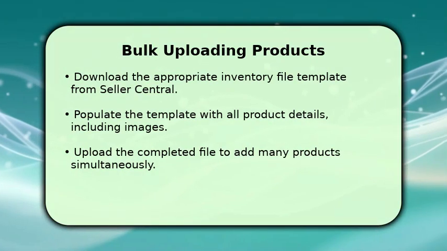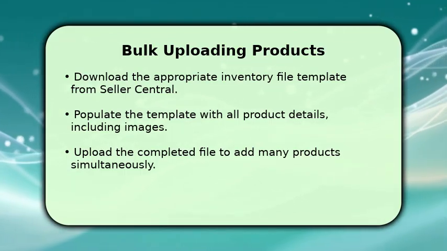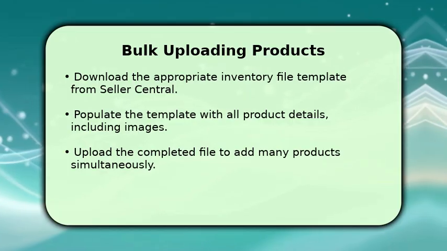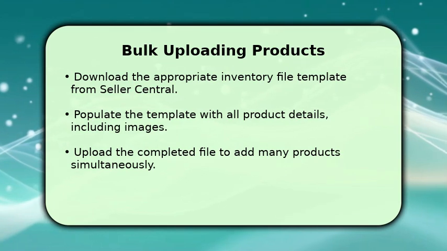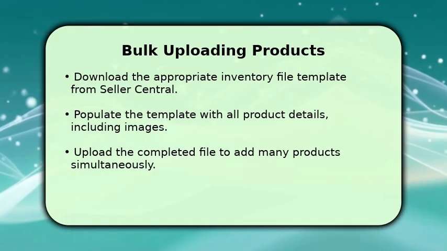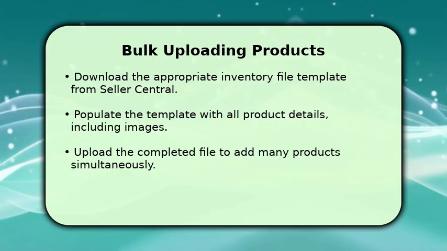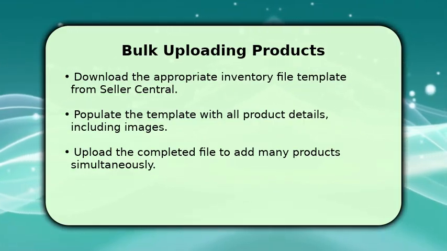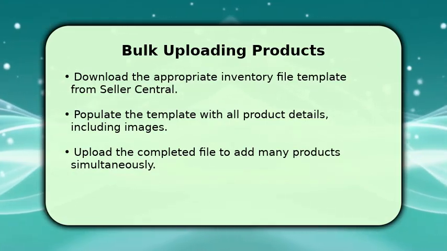For sellers with numerous products, bulk uploading is highly efficient. You download a specific inventory file template from Seller Central, which is an Excel spreadsheet. This template allows you to input all product data, including titles, descriptions, prices, and even image URLs for hundreds or thousands of items at once. After populating the file, you simply upload it, and Amazon processes your listings.